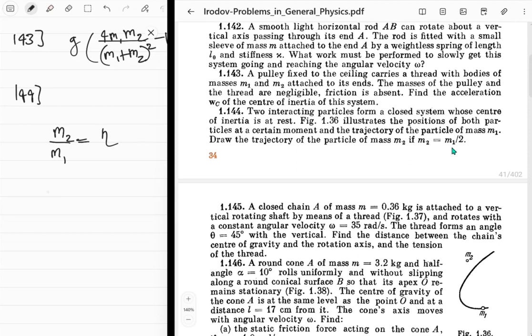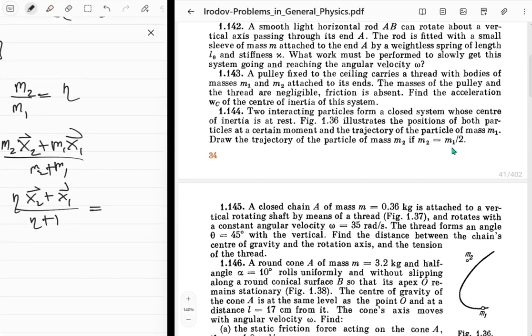So the center of mass will just be m2 x2, where x2 is the position of the second guy, plus m1 x1, upon m2 plus m1, which is basically just mu times x2 plus x1, upon mu plus 1. That is equal to the center of mass.